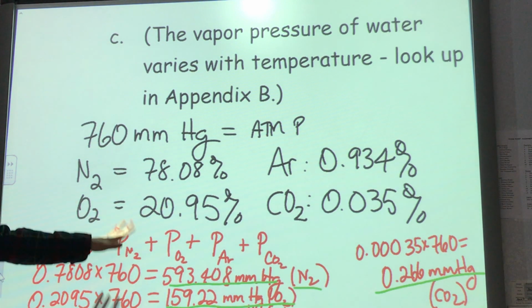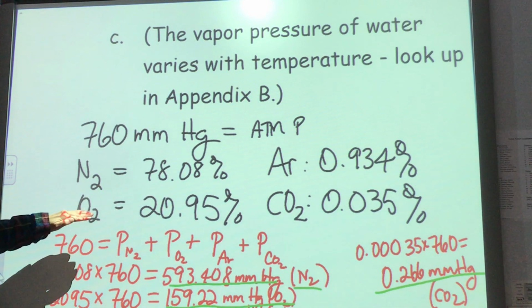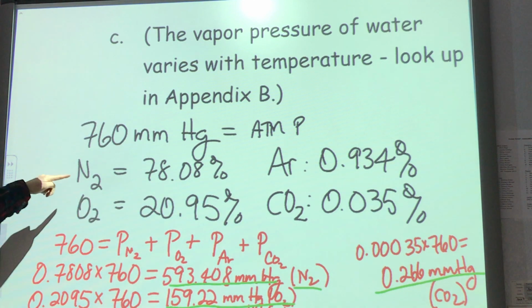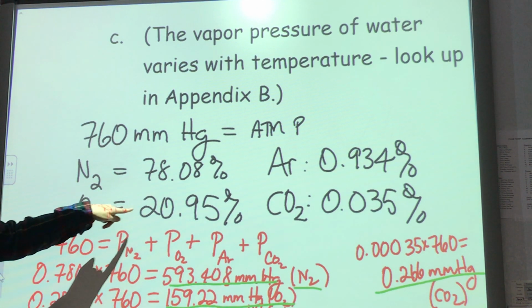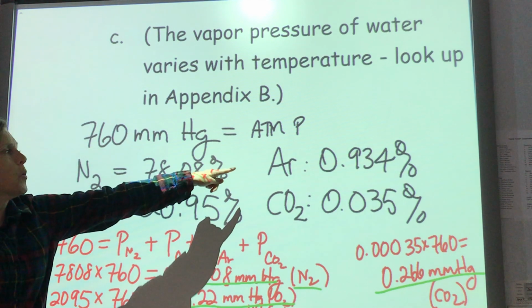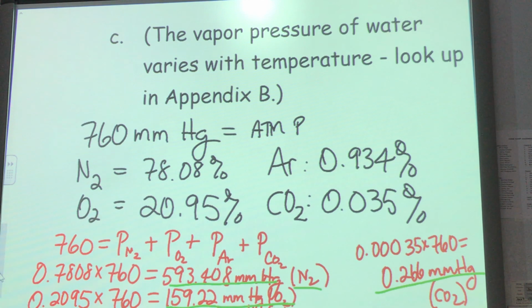All right, so what I've shown here is the individual partial pressure of each gas in our atmosphere. And what we know, according to Dalton's law, is that the total atmospheric pressure is the sum of all the individual gases in the atmosphere. So here is the percentage of gases in our atmosphere. Nitrogen is 78.0%, oxygen is 20.95%, argon 0.934%, and carbon dioxide is 0.035%. There's a little bit of other stuff.